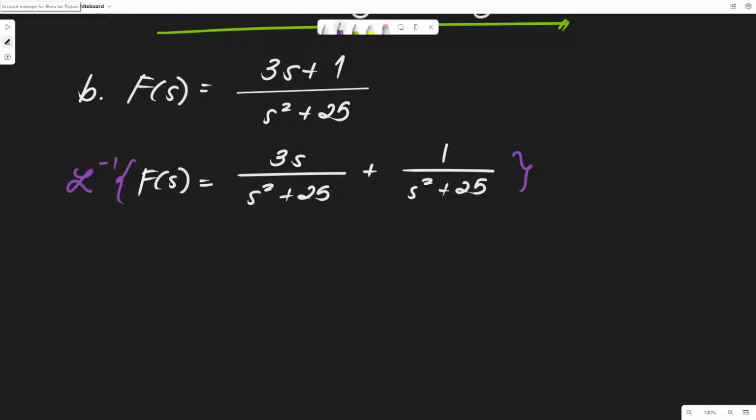Inverse Laplace pala, sorry. Okay, so we have f of t is equal to, okay, so lalabas yung 3, of course. Then we have s over s squared plus 25. So, s over s squared plus a squared, that is cosine. Tama ba ako? Yeah, cosine.